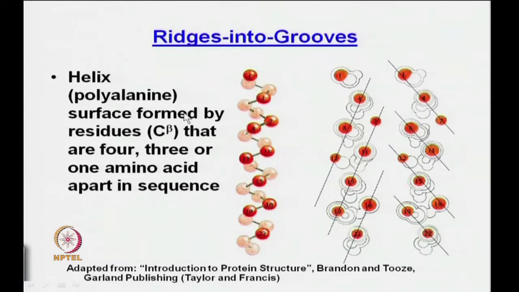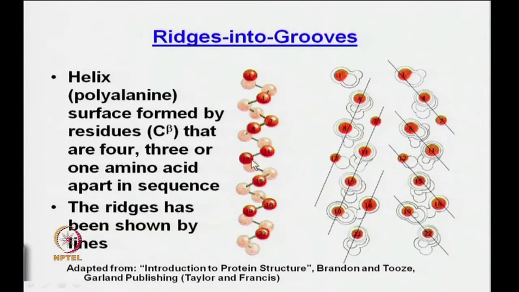The surface has the C beta residues, the carbon atom in the beta position of the amino acids, right. What you can see are the different amino acids: this is the first amino acid, the fourth amino acid, then 7th, 8th, 11th, 12th, like that. And the ridges have been shown by lines. So, please pay attention. If these are the surfaces where I am looking at the C beta, then these lines correspond to ridges.